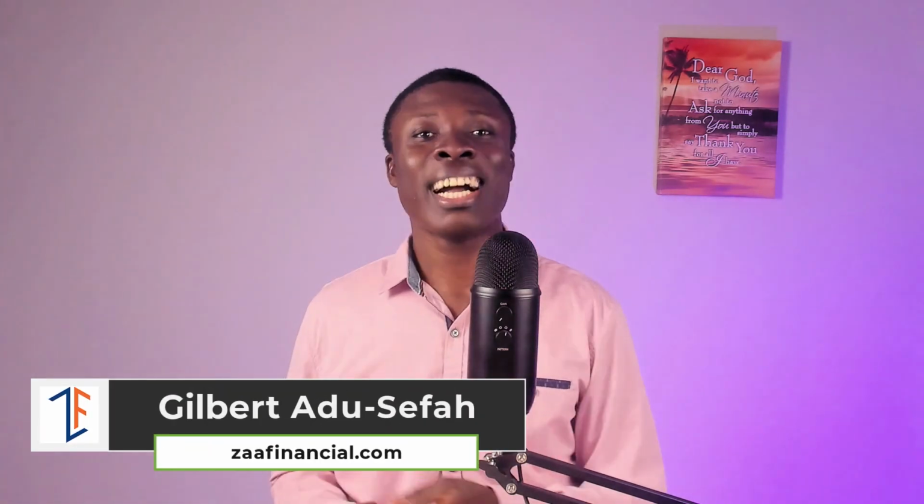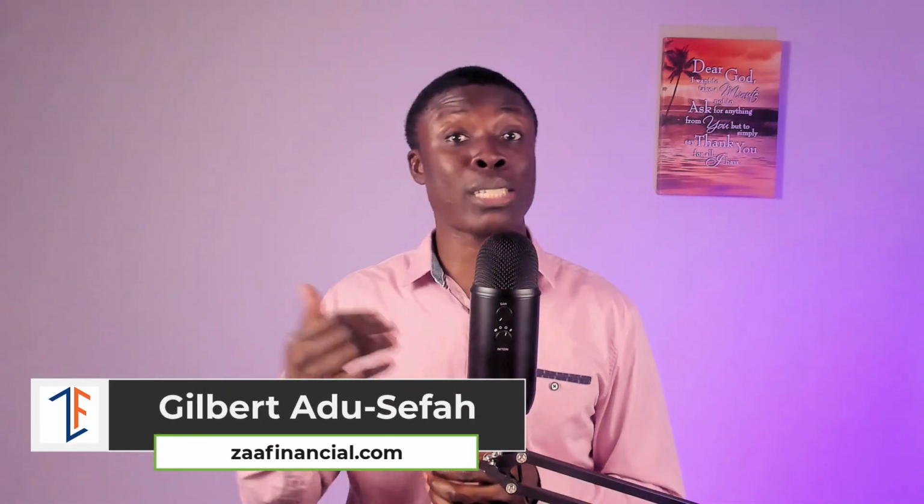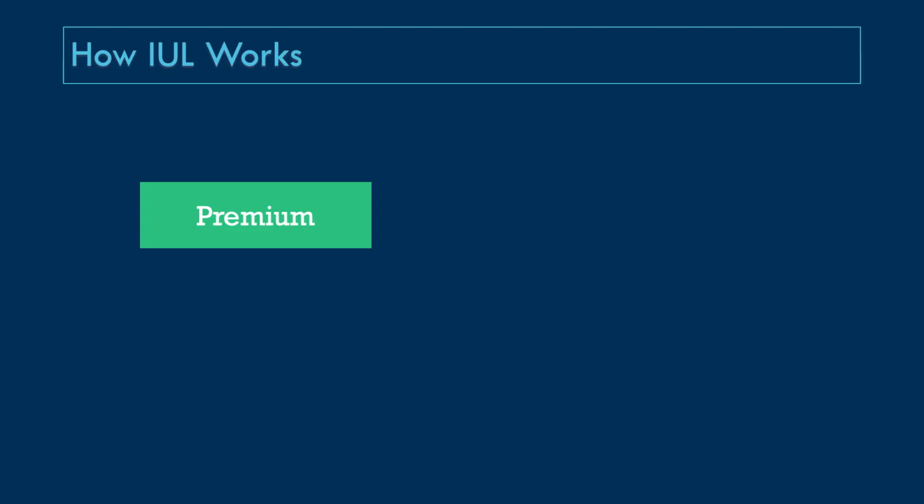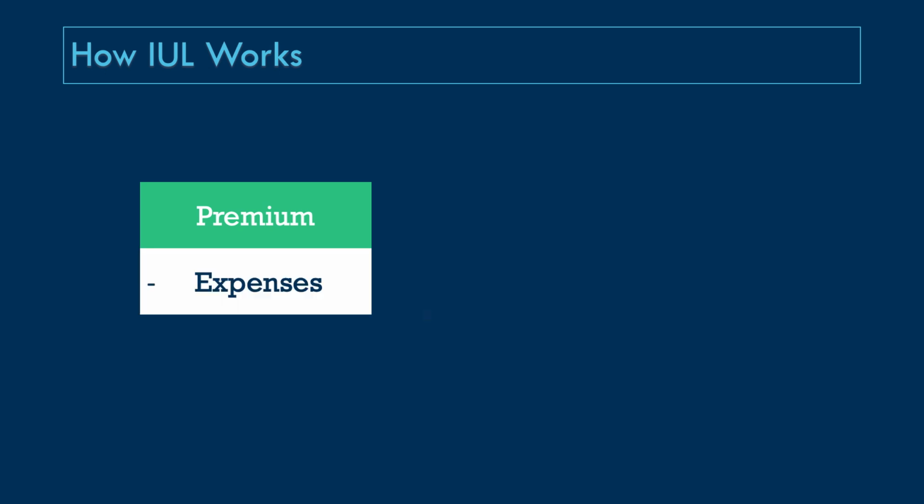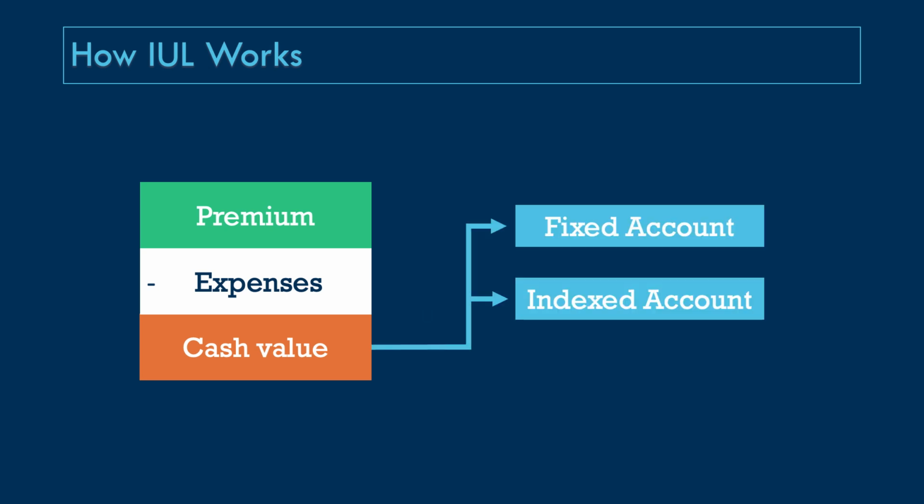As a consumer, I think you need to understand how all these work. So typically you will make premium payments into your policy. When the insurance company receives your payments, they will first cover the policy expenses. Then whatever is left over is added to your cash value. Within an IUL, we have a fixed account and an indexed account. So you can allocate your cash value to either a fixed account, an indexed account, or a combination of both. For example, you might choose to split it 50-50 between the two, or whatever way you prefer.